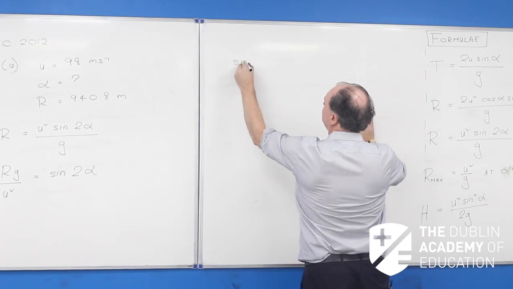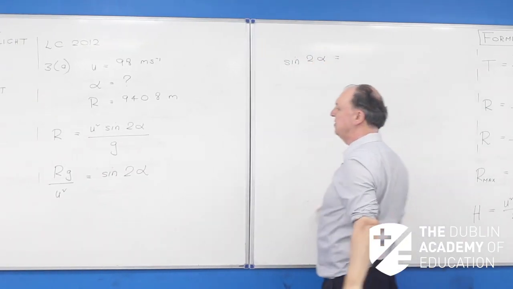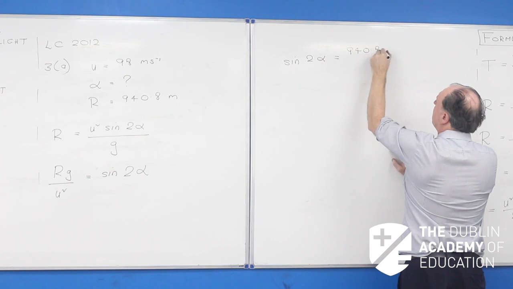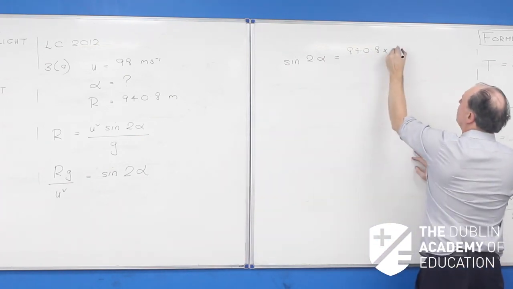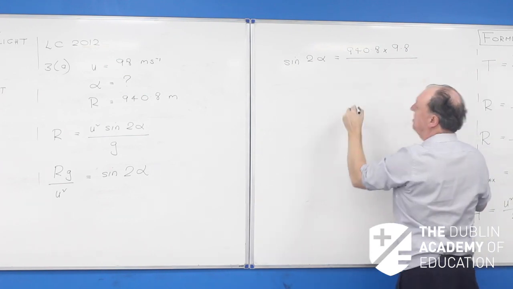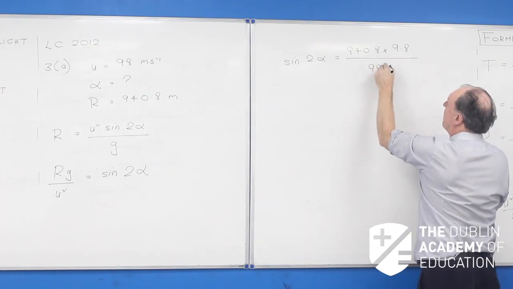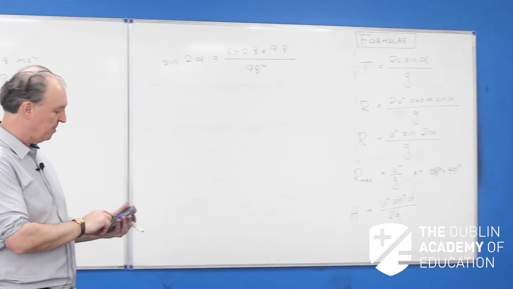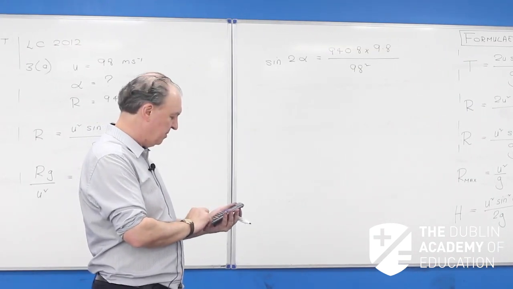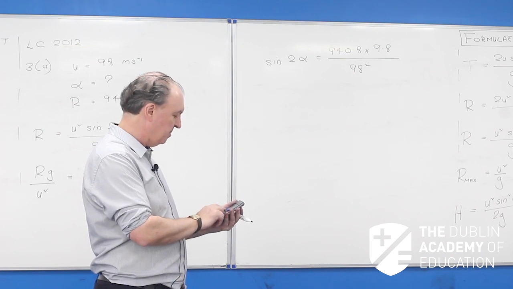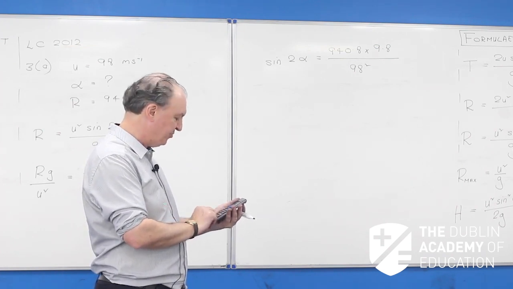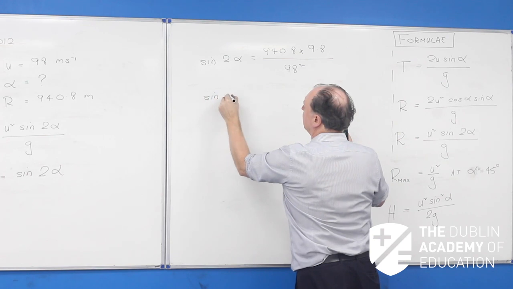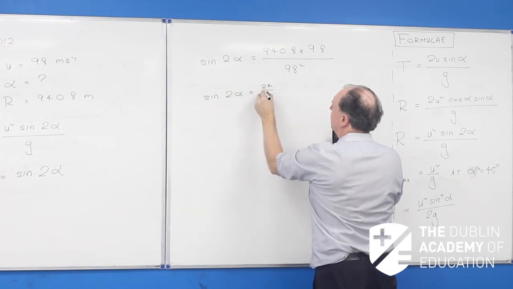So now I have sine 2 alpha is equal to R, which is 940.8, by g, 9.8, divided by u squared, which is 98 squared. Put all that into your calculator, the right-hand side. And I get 24/25. So I get sine 2 alpha is 24/25.